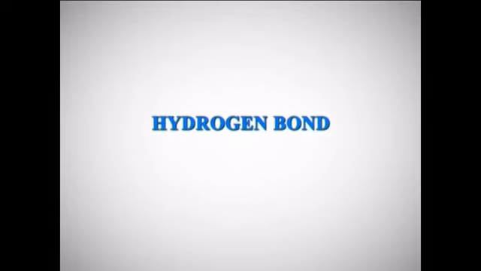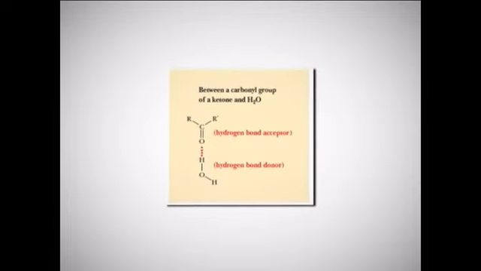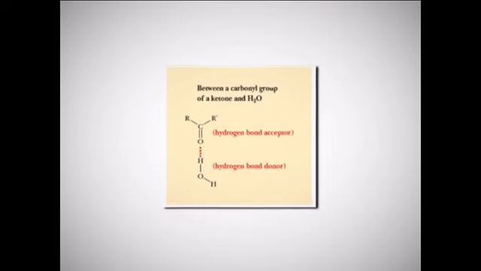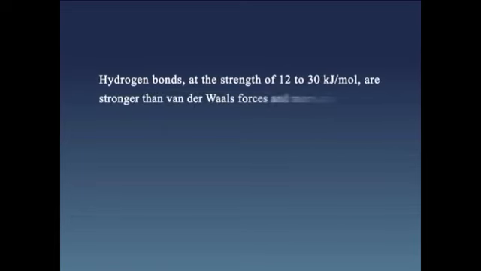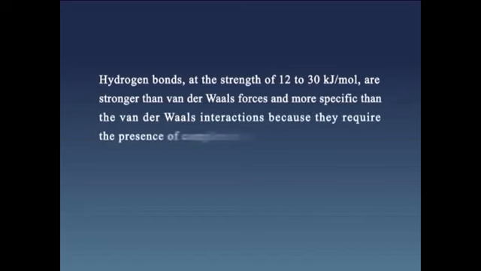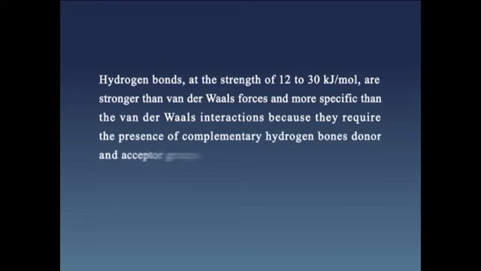First, hydrogen bond. Hydrogen bonds form between a hydrogen atom covalently bonded to an electronegative atom such as oxygen or nitrogen, and a second electronegative atom that serves as a hydrogen bond acceptor. Hydrogen bonds, at a strength of 12 to 30 kilojoules per mole, are stronger than van der Waals forces and more specific than van der Waals interactions because they require the presence of complementary hydrogen bond donor and acceptor groups. They also have the directionality property.